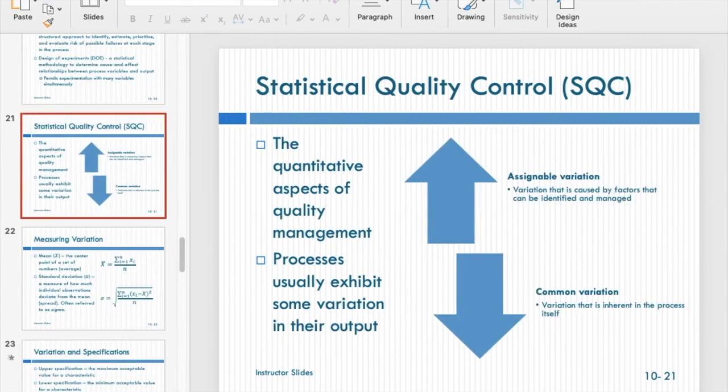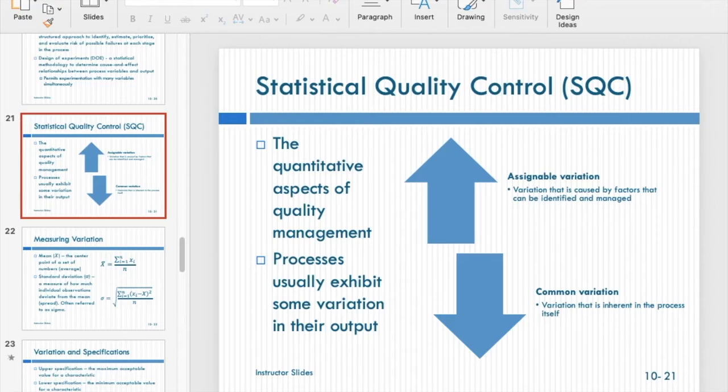All right. Okay, so now we will start to talk about the statistical analysis itself. All right. So this statistical quality control procedure, of course, this is the quantitative aspect of our quality management, okay, based on the Six Sigma approach.